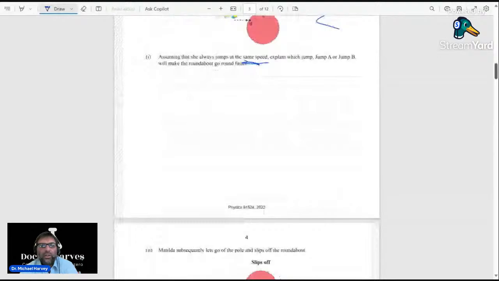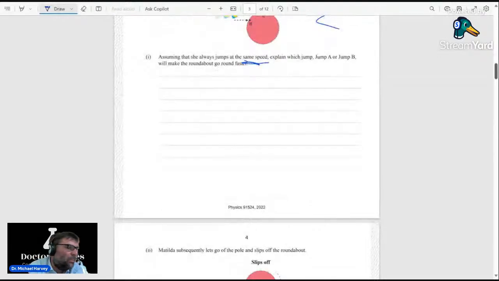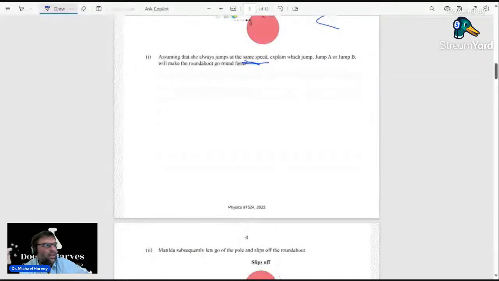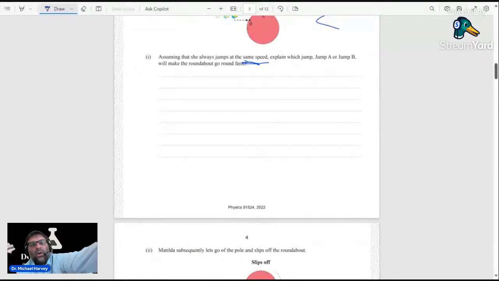So assuming she will jump to the C, explain which jump, A or B, will make the roundabout go around faster. Just make sure I got that correct. The answer is A, but that probably isn't going to get you a mark. Yes, sigma, thanks for that. It's a sigma symbol, sum of.